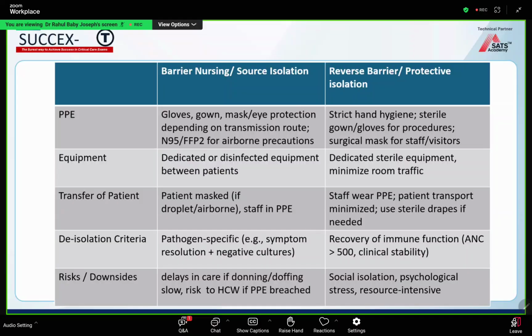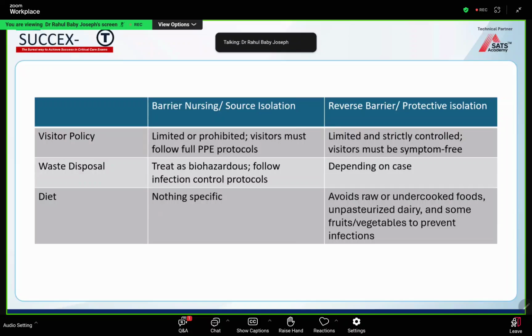There are certain risks and downsides of isolation. One is delay in care, as donning and doffing can delay the treatment that is provided, especially in case of emergency. And there is a risk to the healthcare worker also if the PPE is breached. In terms of reverse barrier, isolating the patient may cause some psychological stress and a higher incidence of delirium in these patients. Limit the number of visitors that are going to come in. And for waste disposal in barrier nursing or source isolation, all of this can be treated as biohazardous, and depending on the case, other waste is disposed.